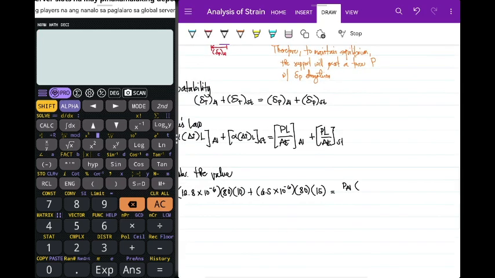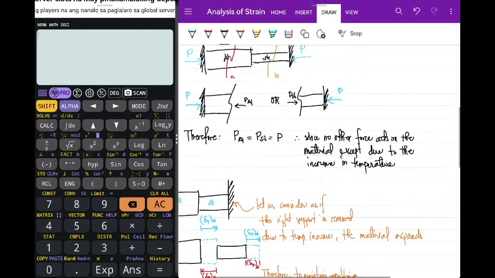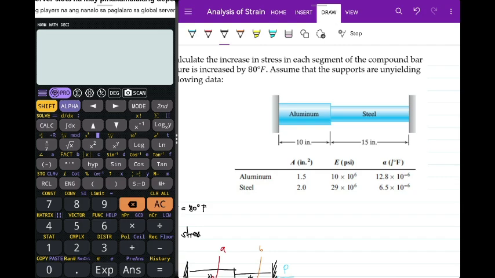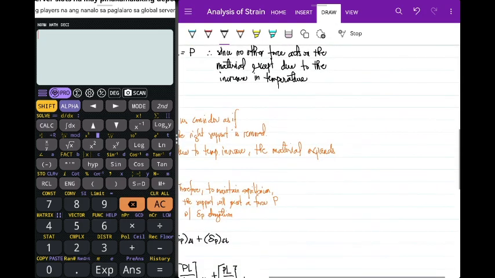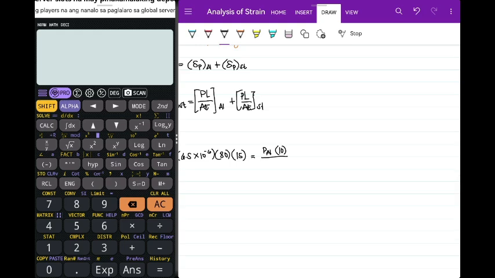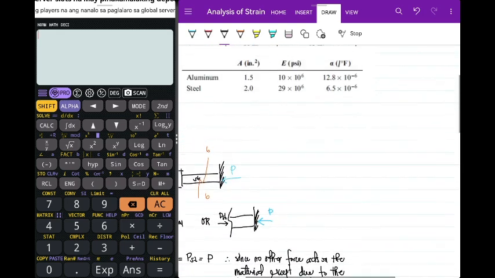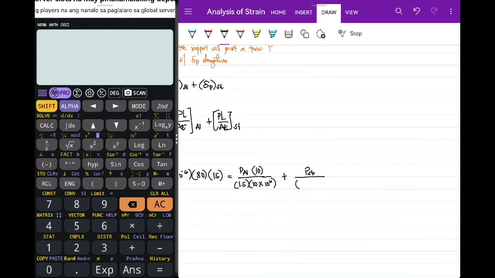As I'm substituting all the values, I would just like to go back to the analysis, especially on how to derive the compatibility equation. Just imagine this. Your material is free to expand. Any material is free to expand. It is as if, let's say, you are free to do anything you want. However, there are certain conditions wherein you are restricted from moving. So for this example, the material is restricted from expanding. It is simply because it is fixedly attached to a rigid support.